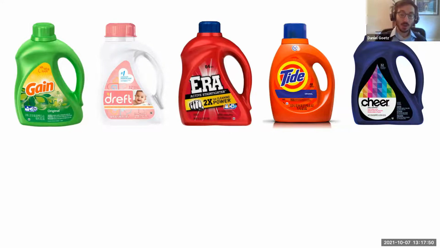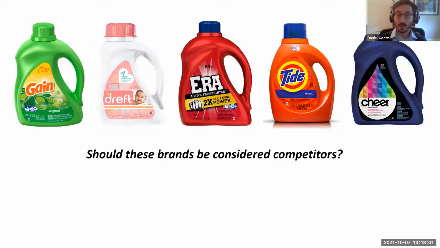So Gain, that's the one with the smells. Dreft is the one describing kind of the baby. Then we have Tough for Less, the clean you love, and Stay colorful, right? So, okay, we have these 5 different laundry detergents. These are for washing clothes.